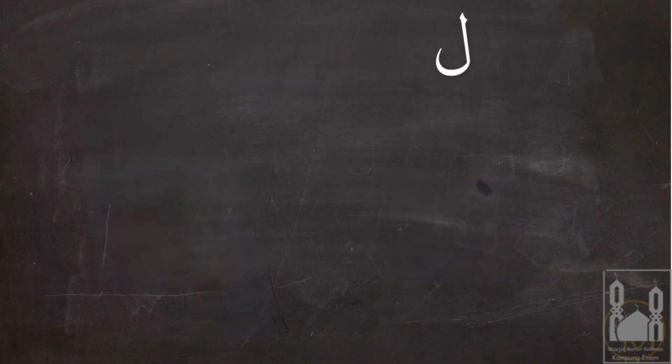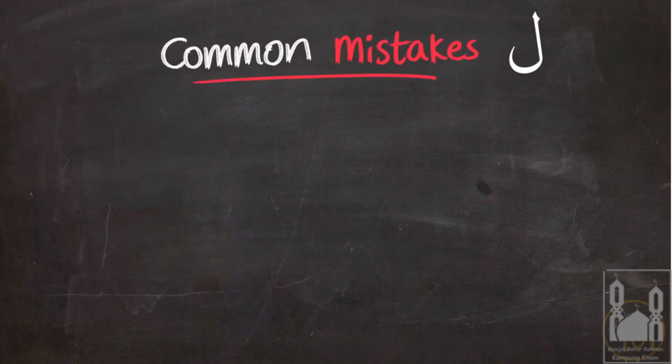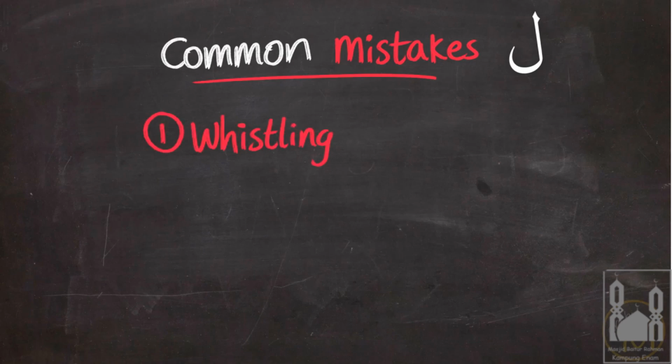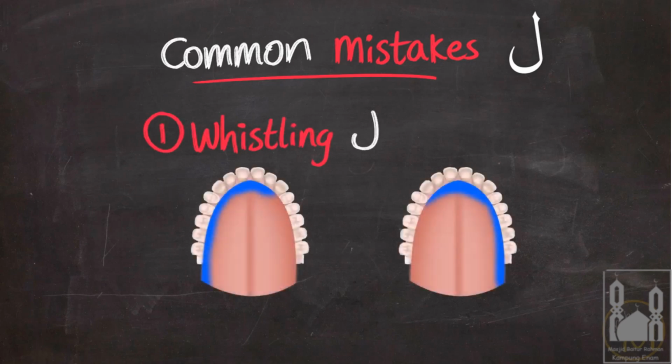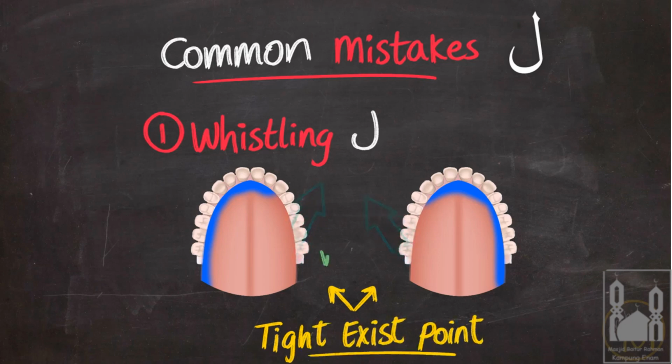Now, what kind of common mistakes should we avoid with lam? The first common mistake is the whistling lam. The whistling lam is producing the lam from either sides of the tongue, and when that happens, the Mahraj becomes much tighter than it should, which causes a faint whistling sound to come out along with the sound of lam, and the mistake sounds like this.